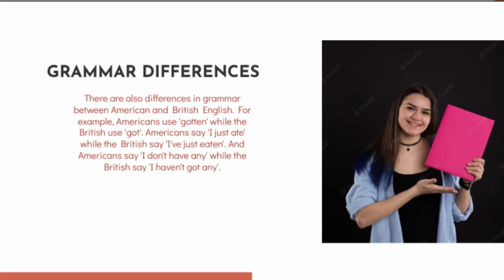Regarding grammar, although the basic rules are similar, there are some subtle differences. For instance, British English tends to use the present perfect tense more frequently than American English. There are also discrepancies in the use of prepositions and idiomatic expressions. These grammatical differences often reflect historical and cultural influences on each variant.